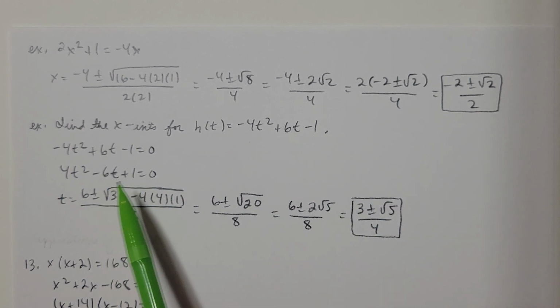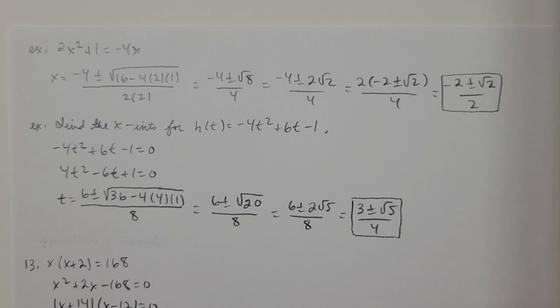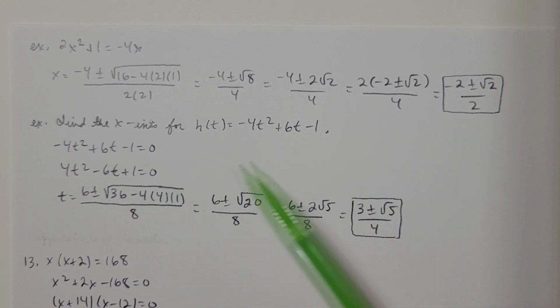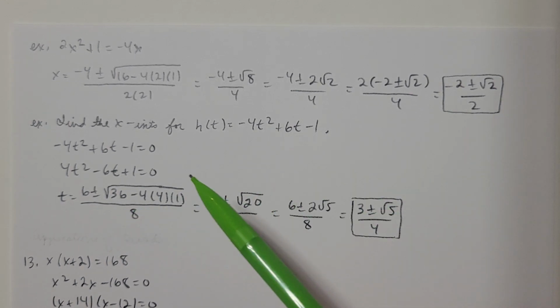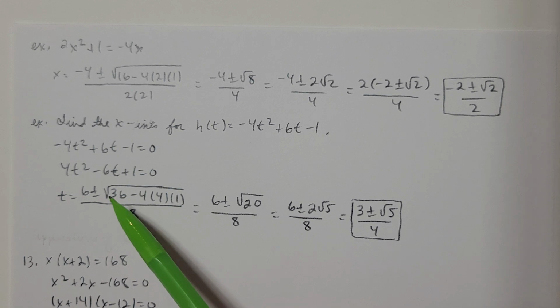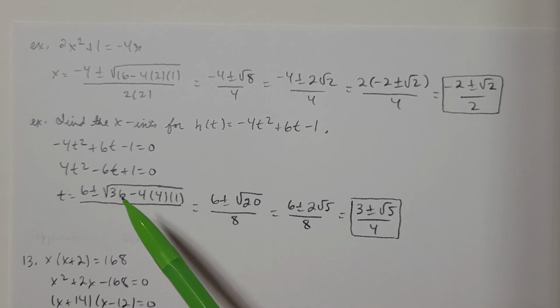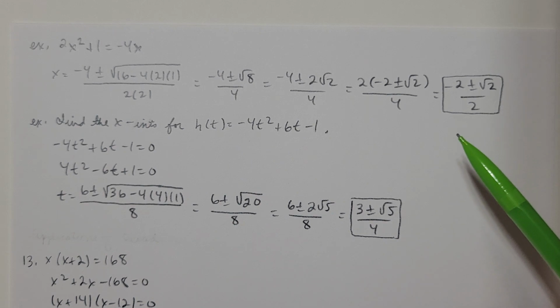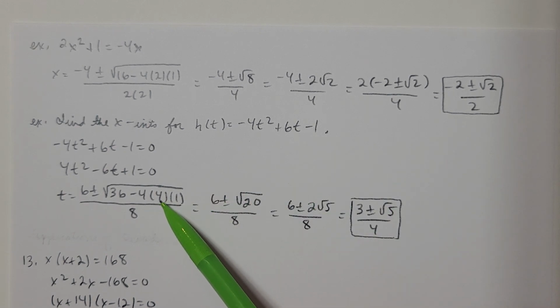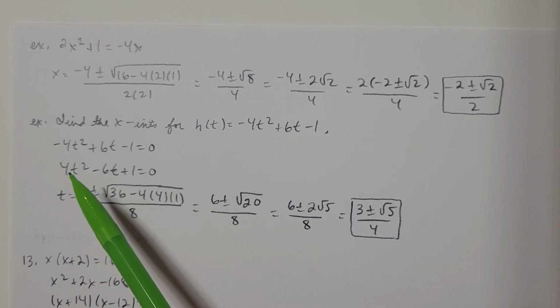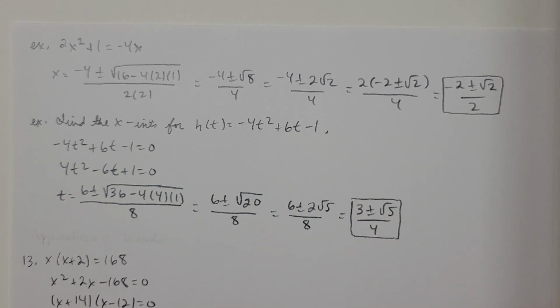That's not going to factor nicely no matter what I try for the factors. So let's use the quadratic formula to get t. T is equal to the opposite of b, that's 6, plus or minus the square root of b squared, negative 6 squared is 36, minus 4 times a, which is 4, times c, which is 1, and this is all over 2a. 2 times 4 would be 8 in the denominator.